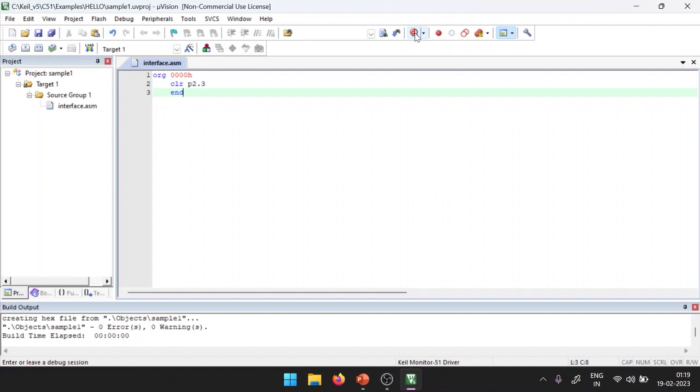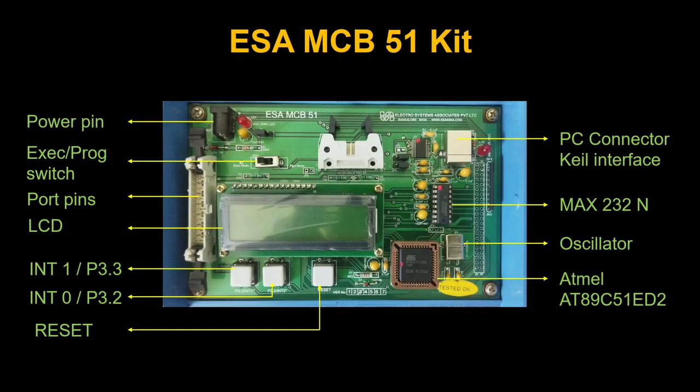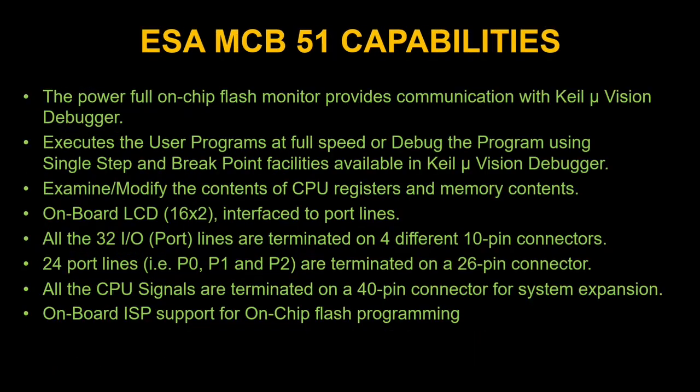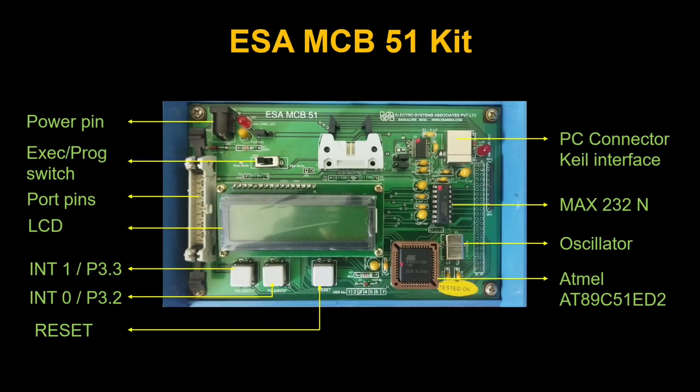As a nutshell, I can say what we have seen till now. We have understood the capabilities of the ESA MCB51. After that we saw the block diagram. We have a power pin, execute board program switch, port pins, LCD screen, interrupt 0, interrupt 1, reset, and the PC connector through which your Keil program has to be downloaded. Then MAX251 for TTL logic adjustments, the oscillator, and the Atmel 89C51ED2, which is going to be here.